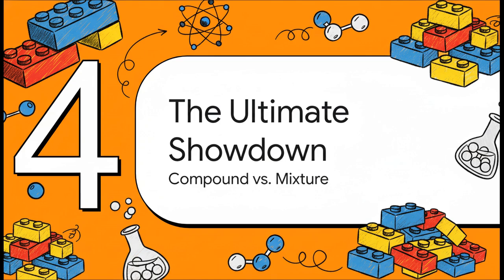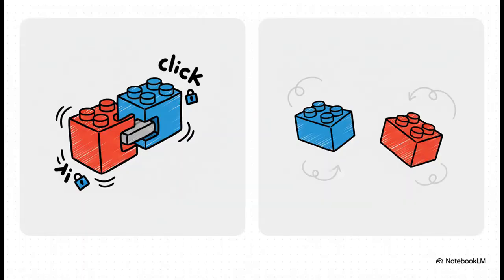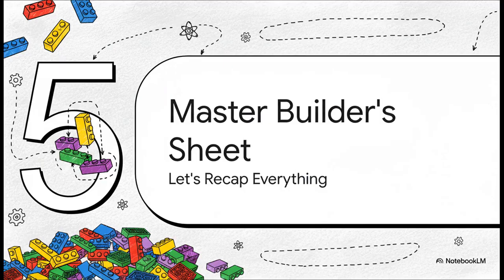So this brings us to what is probably the most important distinction of all. Seriously, people get these two mixed up all the time. So let's put them head-to-head in the ultimate showdown, compound versus mixture. Okay, look, here's the bottom line. On the left, with compounds, the pieces click together with a chemical bond to form a brand new thing with new properties. On the right, with mixtures, the pieces are just tossed in the same box. They're blended, not bonded. They all keep their original properties. That's really it.